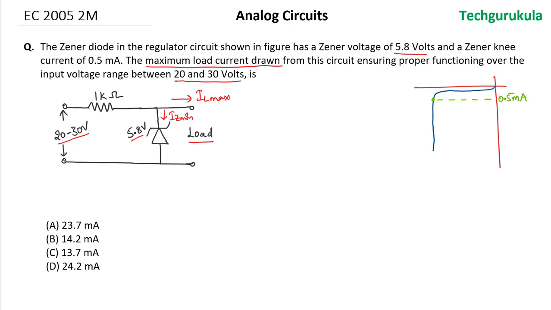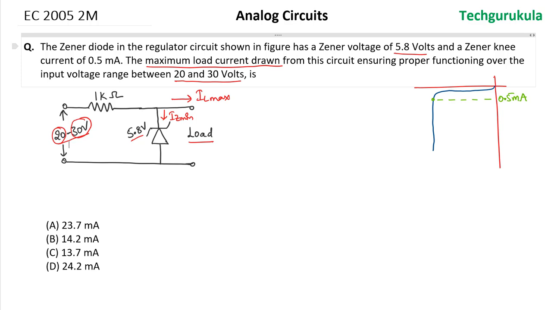If input voltage is changed, for let's say 20 volts, we will have some IL max, and for 30 volts, we will have another IL max. So, which IL max will be higher? Obviously, it will be for 30 volts. As the question states, the maximum load current drawn over the entire range of 20 to 30 volts, obviously it will be at the input voltage of 30 volts.